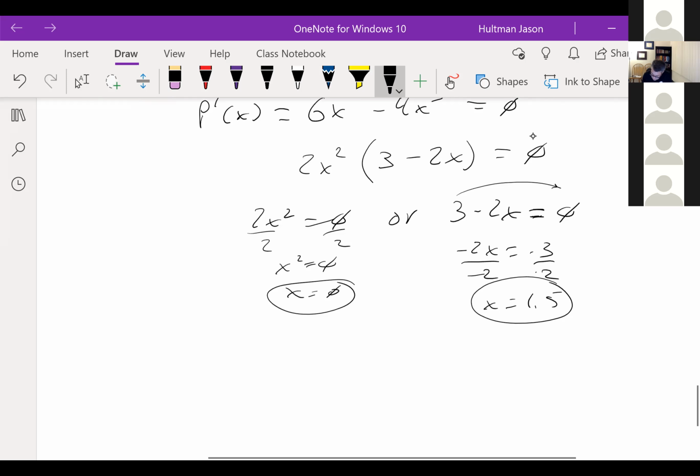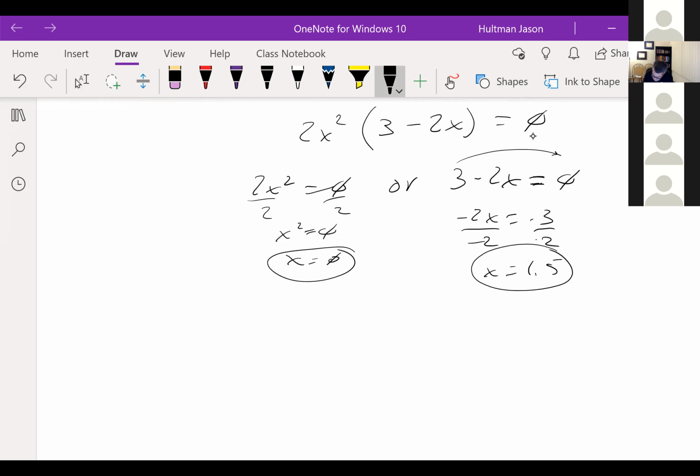So let's see what happens here. How am I going to know which is which? Which one is the max and which one's the min? Well, we're going to do our first derivative test. F prime of x at 0 is 0. F prime of x at 1.5 is 0. Okay, the derivative is equal to 0 at 0. The derivative is equal to 0 at 1.5.